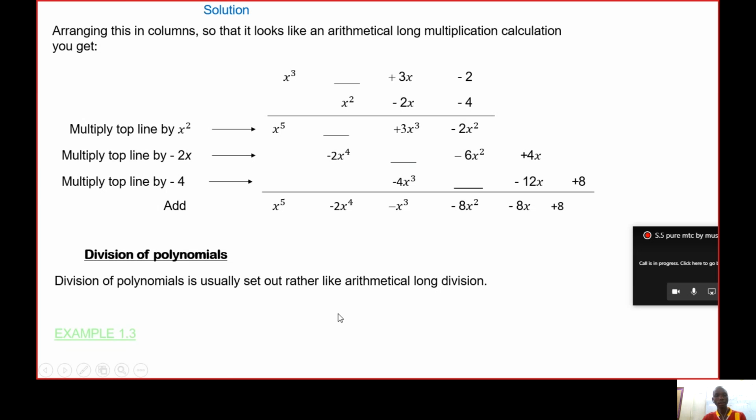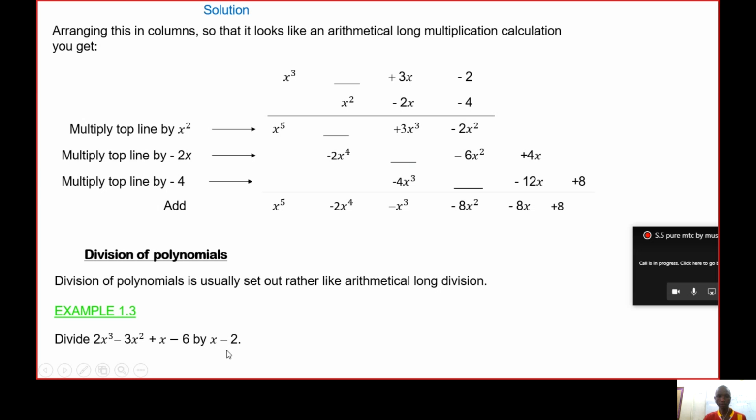So let us first look at this example here, how we can divide polynomials. But remember I told you we have to divide using long division. I know there are other methods, but for the beginning, I'm supposed to begin by showing you long division. Example 1.3 says divide 2x cubed minus 3x squared plus x minus 6 by x minus 2.